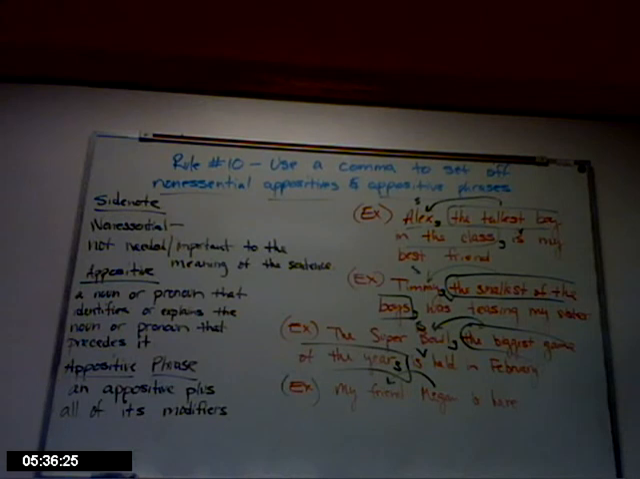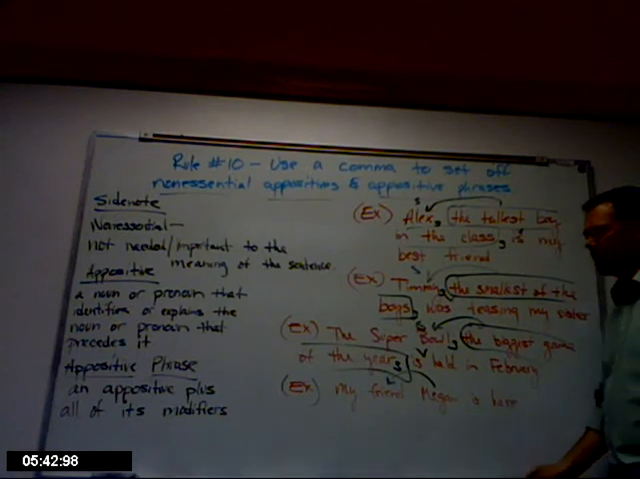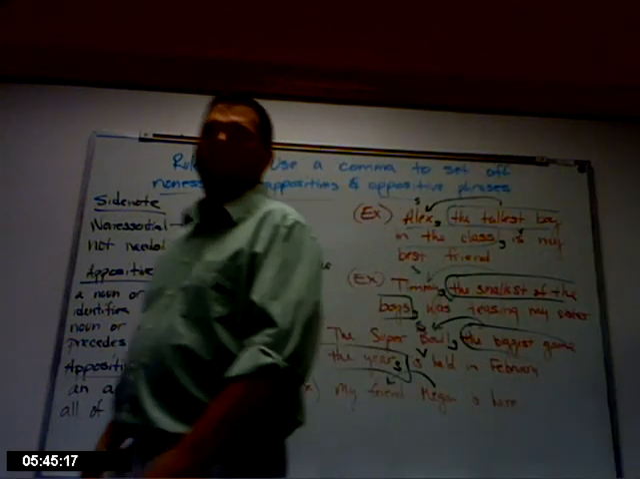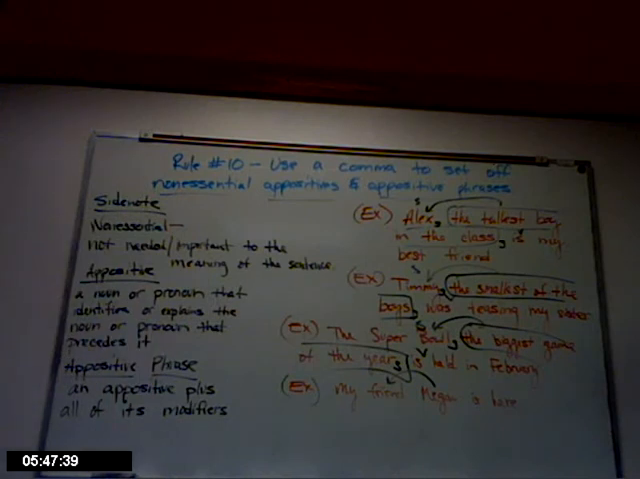So rule number 10, use a comma to set off non-essential appositives and appositive phrases. As you can see here, an appositive adds extra information about the subject, and it can be eliminated if it's non-essential, and that's why we use the commas.